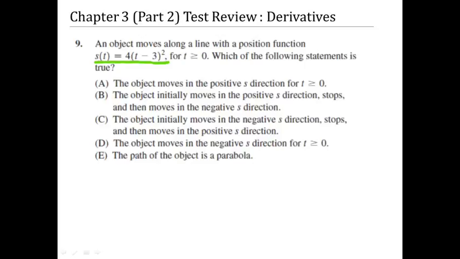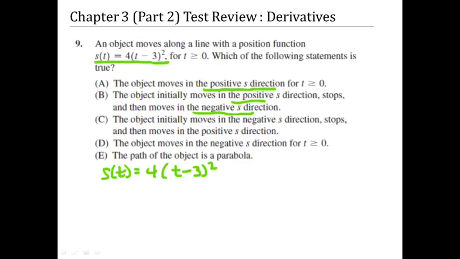If I look at my choices here, I can see that these choices are asking me about when the object is moving in the positive direction, if it's moving positive and then negative. It's asking me about the direction of the object. And the best place to find direction is by finding velocity. So if my position function is 4 times (t minus 3) squared, we can find velocity by taking the derivative.